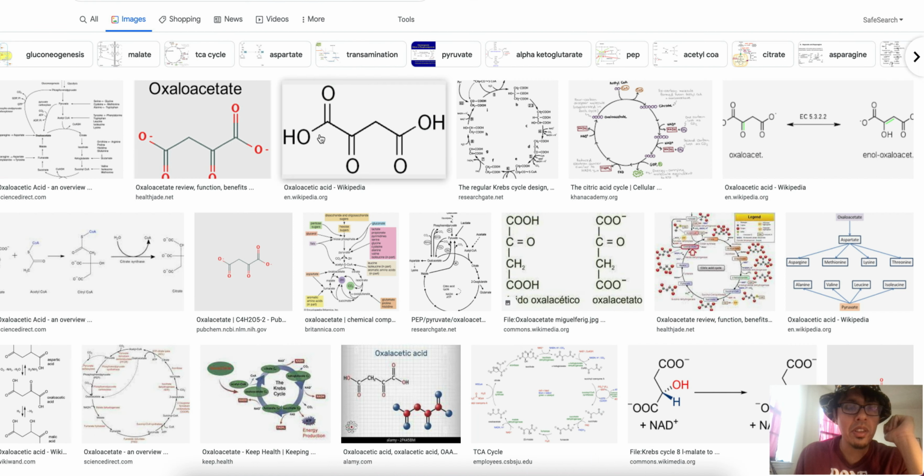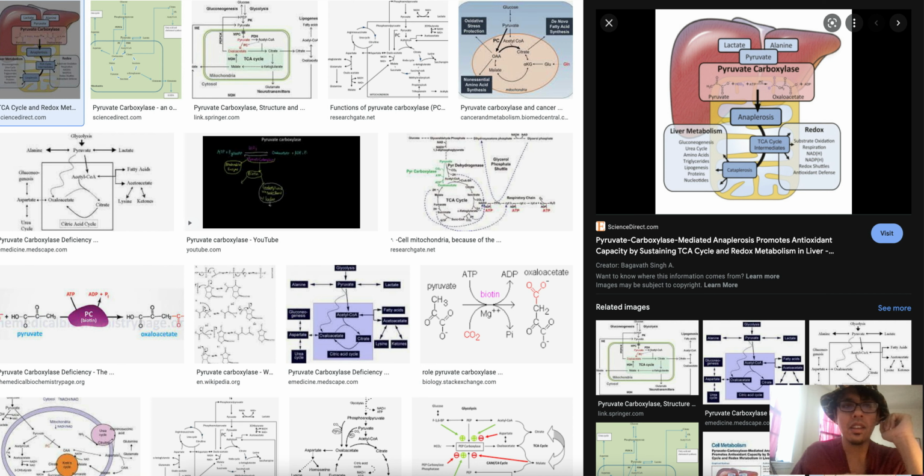Okay, so why did I talk about oxaloacetate, right? And why did I talk about this guy here? Just remember, oxaloacetate has these oxygens everywhere, because oxaloacetate is the intermediate that's formed essentially from pyruvate carboxylase.